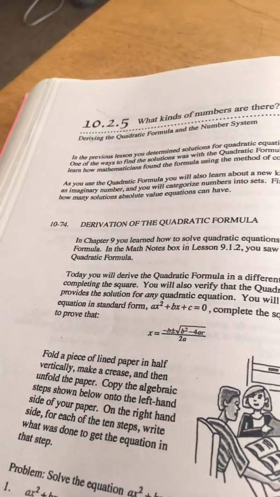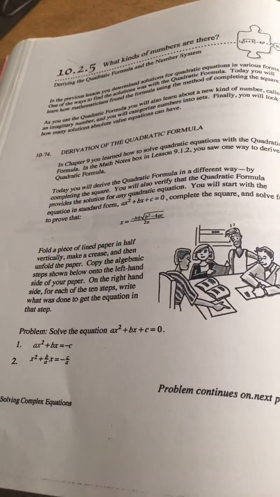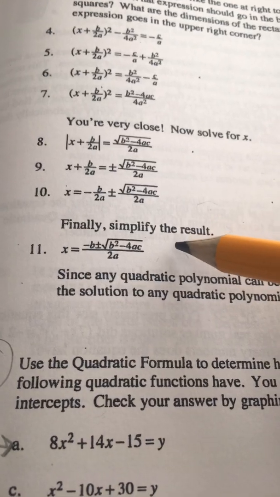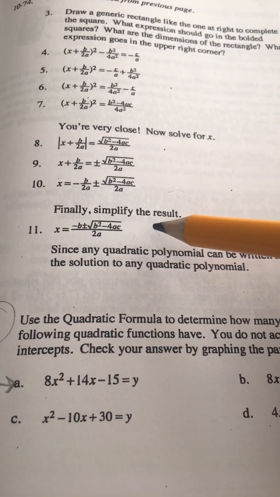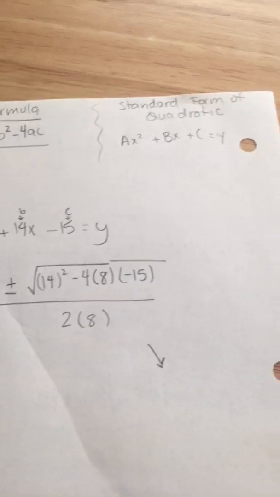I want to talk to you about this problem here, 1075A. It's from lesson 10.2.5. We're skipping 1074 where we derive the quadratic formula, but we are definitely going to use the quadratic formula: x equals negative b plus or minus the square root of b squared minus 4ac, divided by 2a. I wrote it on my paper also, and forgive me for going fast, but this could take a long time.